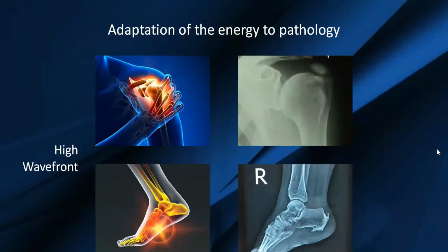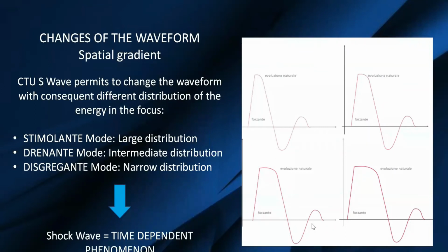The adaptation of the energy can be better explained in two characteristics when we need a high waveform, which are the calcific tendinopathy of the shoulder, in this case, and heel spurs in plantar fasciitis, for example.